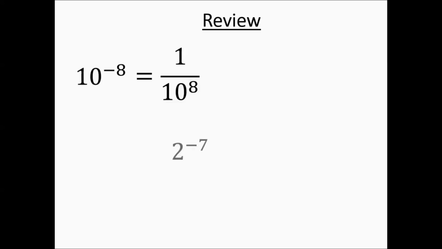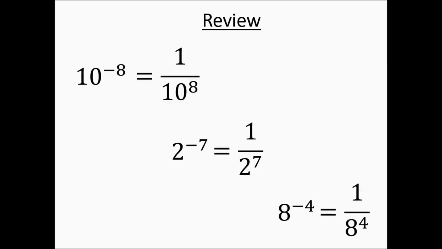If you've watched the Powers of 10 video, you should remember that any number to a negative exponent is the same thing as 1 over that same base, but to a positive exponent. We talked about it with powers of 10, but it also works for any base. Any 2 to the negative 7 is the same thing as 1 over 2 to the 7th. 8 to the negative 4 is the same thing as 1 over 8 to the 4. That's going to come in handy as we go through these.